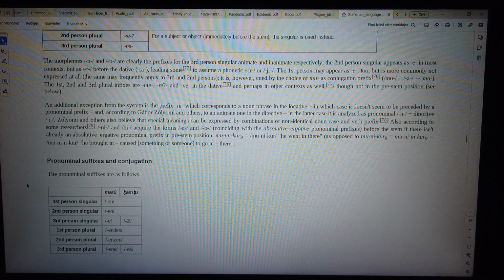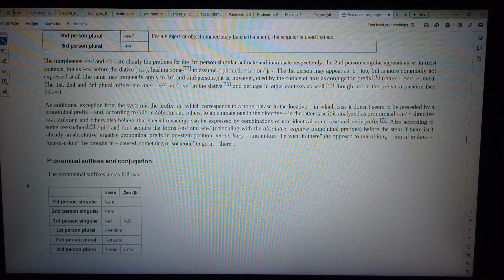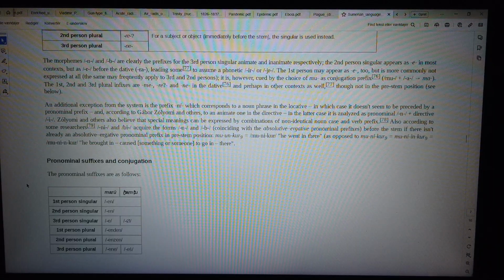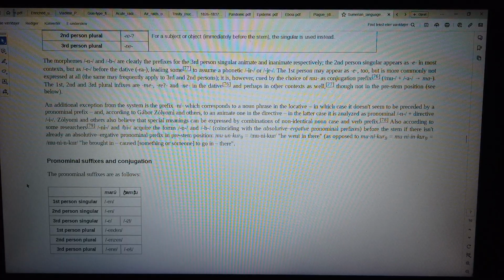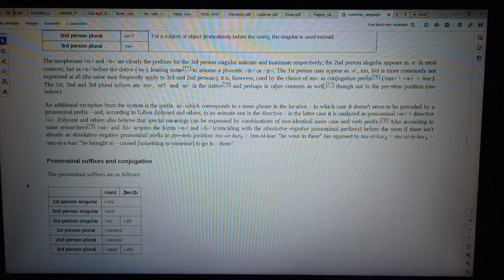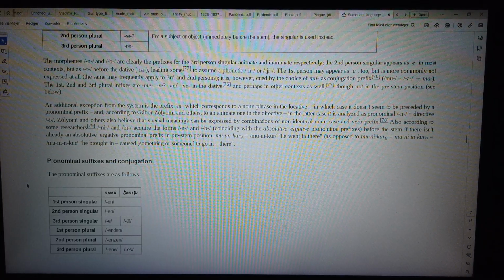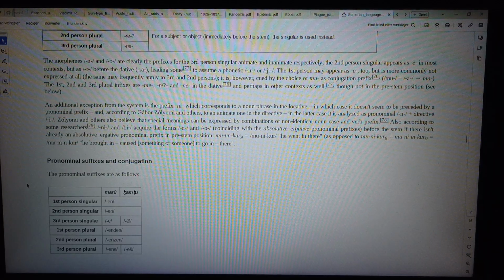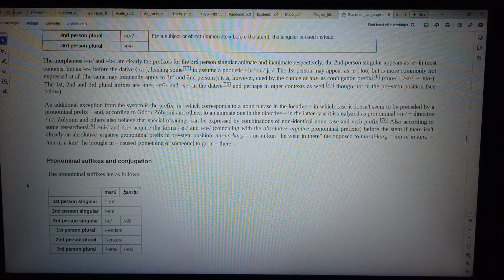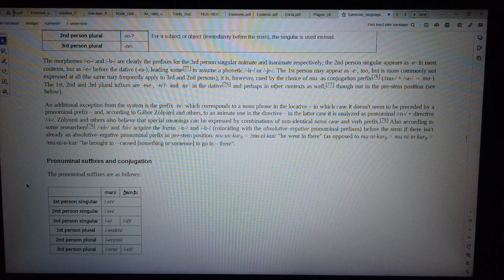/me/ and /bi/ acquire the forms /n/ and /b/, coinciding with the absolutive agentive pronominal prefixes before the stem, if there isn't already an absolutive agentive pronominal prefix in pre-stem position. Mu-n-ak is /munak/, he went in there, as opposed to muni-n-ak, muni-n, he brought in, caused something or someone to go in there.